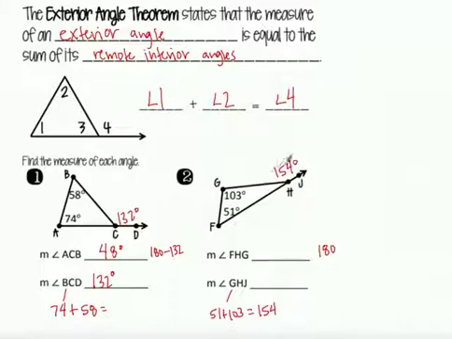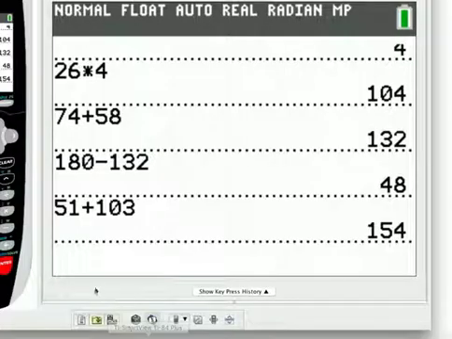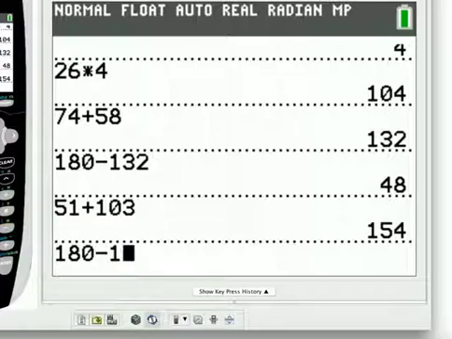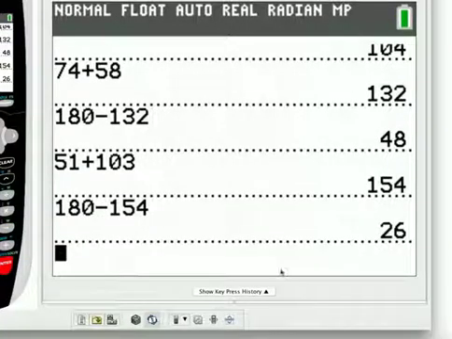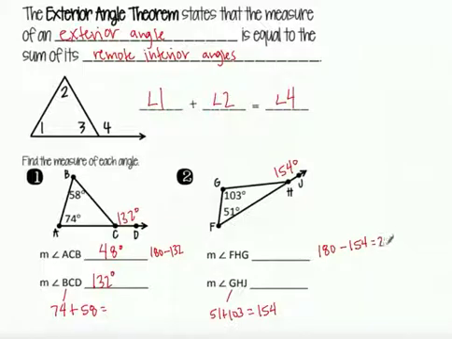So if I have the exterior angle, and I know that it's supplementary to the adjacent angle, the angle right beside it, I can take 180 degrees and subtract out my 154. So 180 minus 154 gives me 26. So that tells me that my adjacent angle, my angle FHG, is going to be 26 degrees.